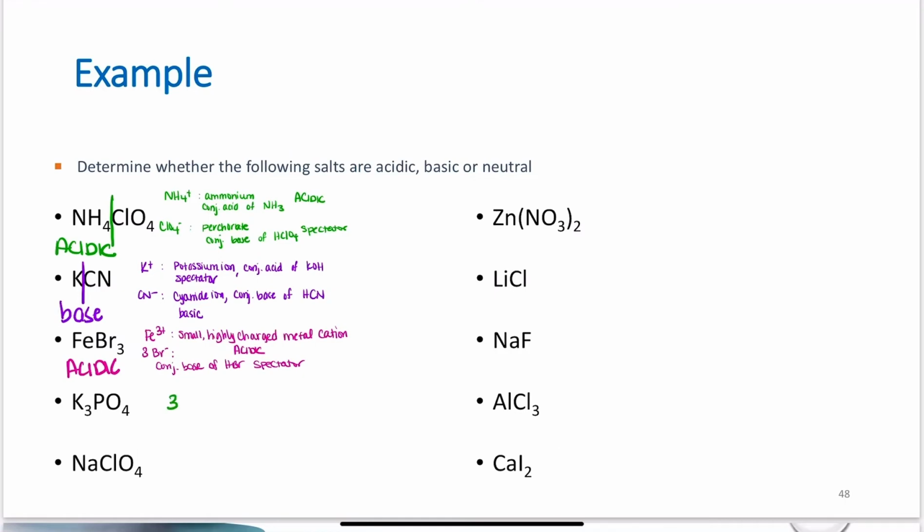K3PO4. 3 moles of K+. We've just discussed K+. We know this is a spectator. PO4 3-. This is the conjugate base, or one of, technically the conjugate base of HPO4 2-, which can also be from H2PO4- and H3PO4. But either way, eventually leading back to phosphoric acid, which is a weak acid. So this will make the solution basic.